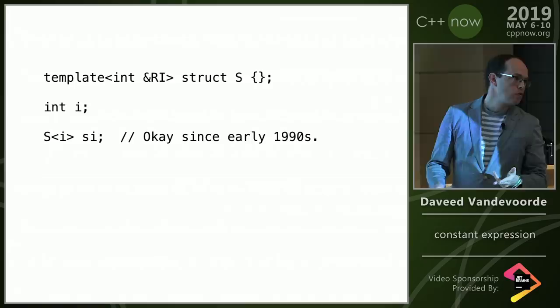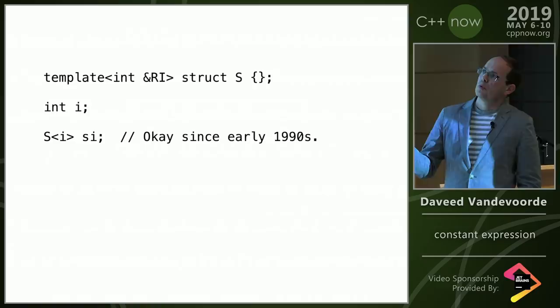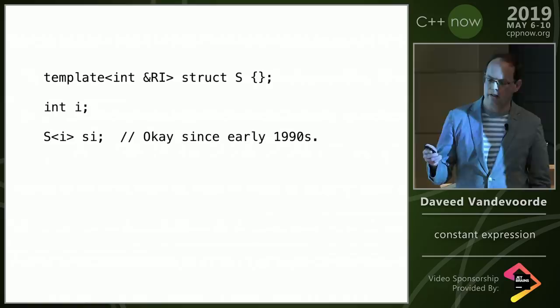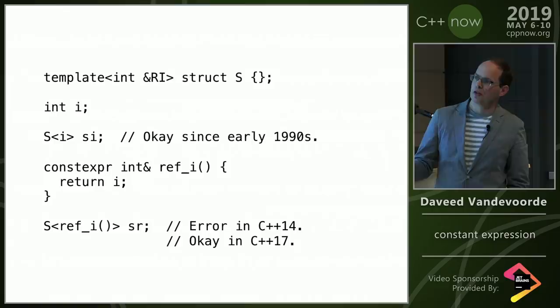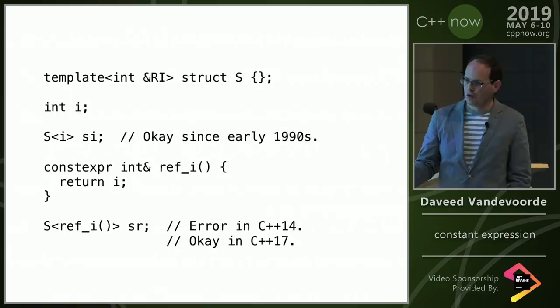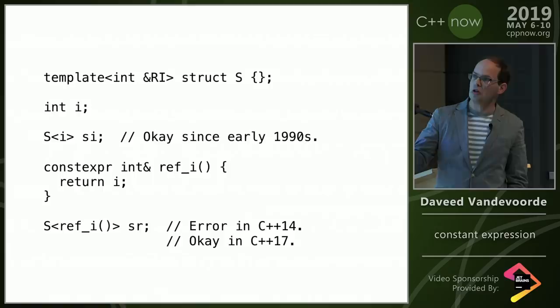Fine. Well, until C++17, the way we expressed this was structurally. We said it has to be exactly the name of a variable. It has to be an ID expression. So if you wrote something like this, I've got a constexpr function here that returns i by reference, right? So a call to ref i provides you the same lvalue as a mention of i. It's the same thing, really. The compiler knows it's the same thing, but if you did this in C++11 or C++14, it was an error. Because it was a priori, it said, no, you have to have this structure, that's it.